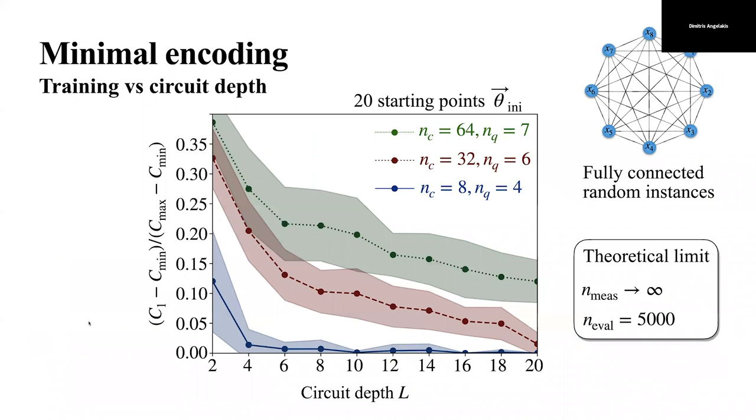So the first result I'm going to show here is this theoretical limit of how it scales as the problem size increases. From blue to green, I show problems of 8, 32 and 64 classical variables, using 4, 6 and 7 qubits respectively. Here is the extreme, theoretical limit. We have used an infinite number of measurements every time we measure the cost function, and we use 5,000 evaluations of the function. So 5,000 times we change the variational parameters.